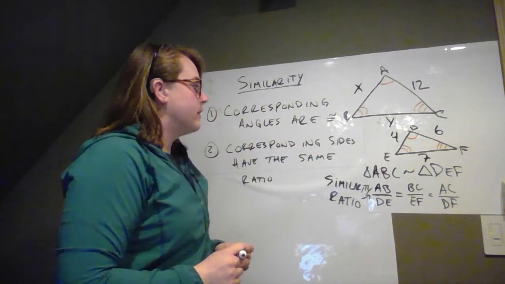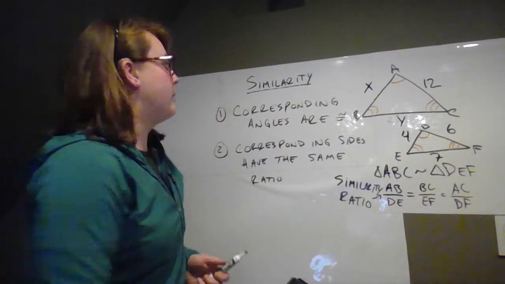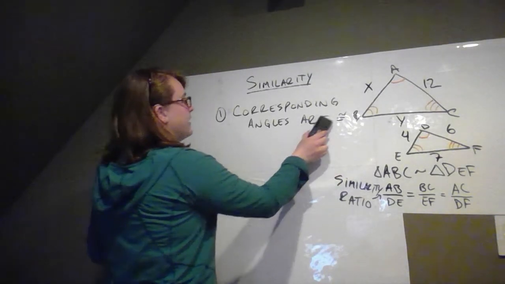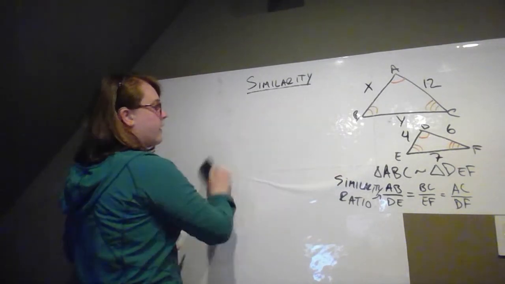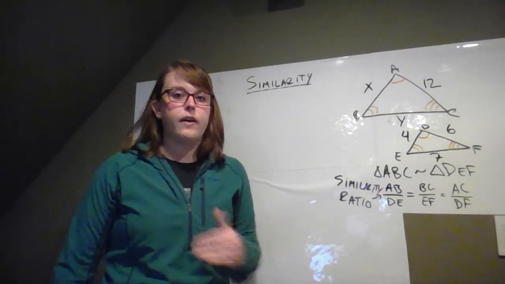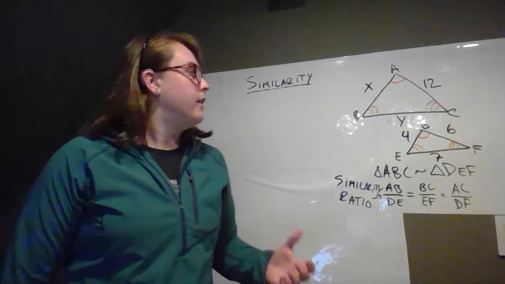Okay. And so what we're going to do is set up some proportions that can help us find our missing side lengths. And there's actually 2 ways that you can find missing side lengths. You can find them using proportions, or you can find them using the similarity ratio. I'll show you both ways. So here we go.